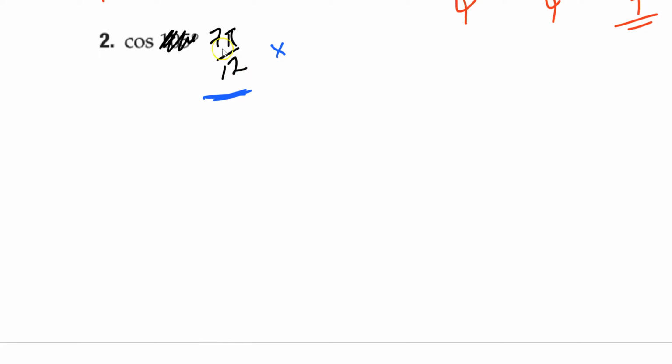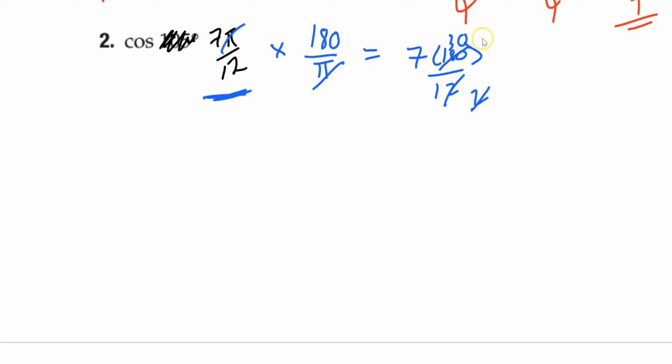So we're going to multiply by, now remember, if you want to make it degrees, you multiply by 180 over pi, so you get rid of the pi, putting it on the bottom. So you get 7 times 180 over 12. You can reduce it. I can divide both of these by 6, and I get 2 and 30. I can divide by 2 more, I guess. 1 and 15. 15 times 7 is 105. So cosine of 7 pi over 12 is cosine of 105.